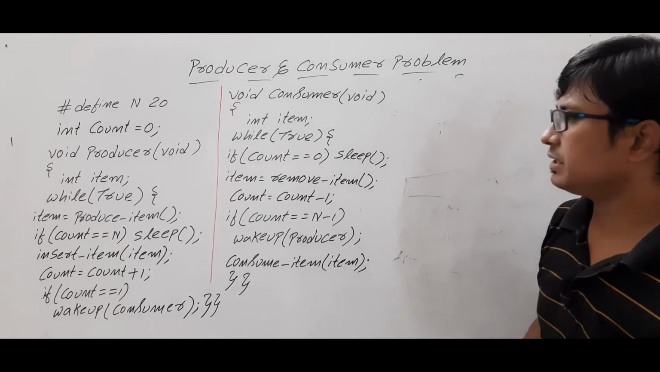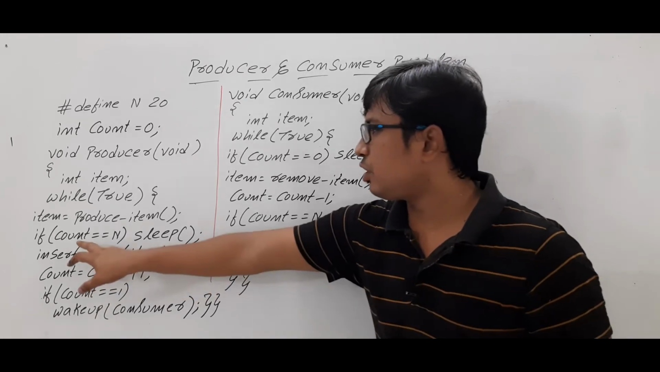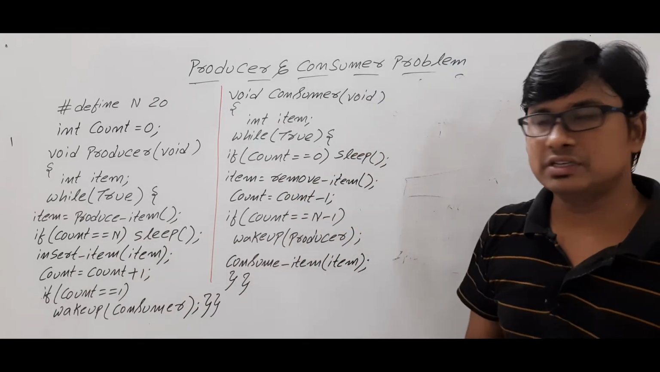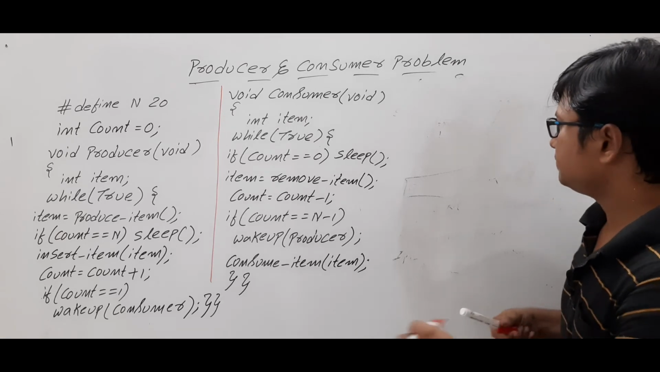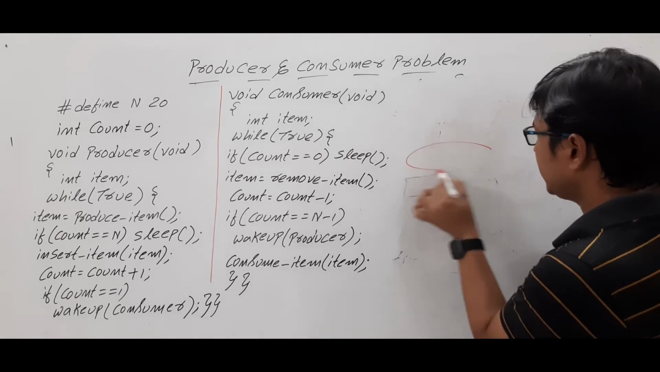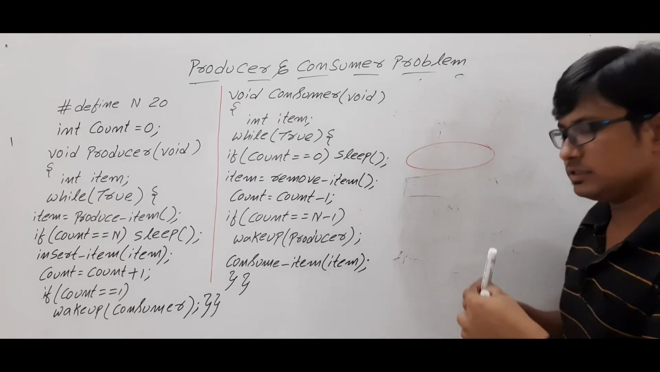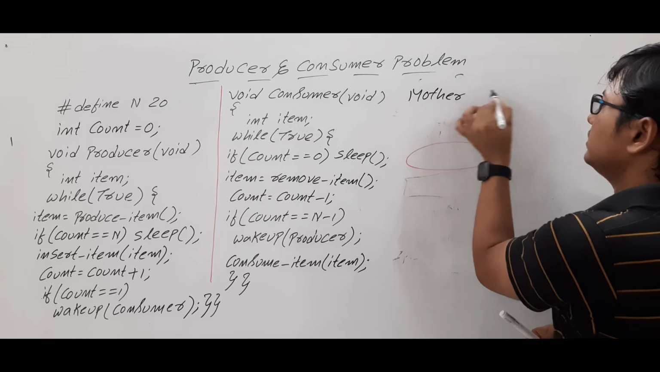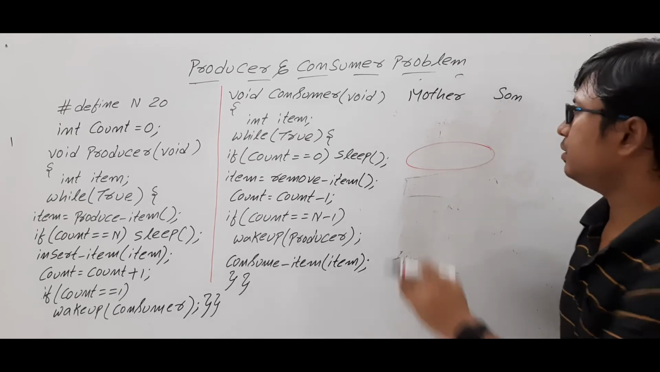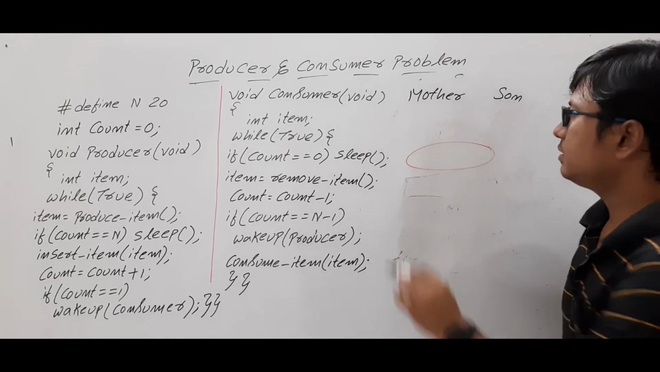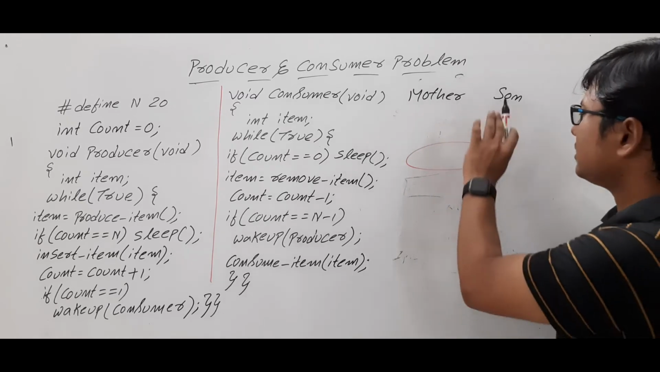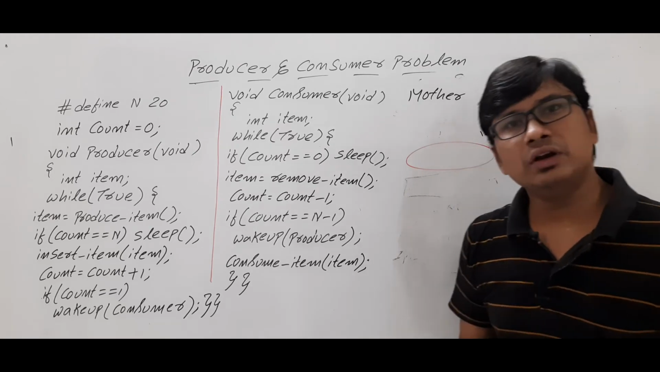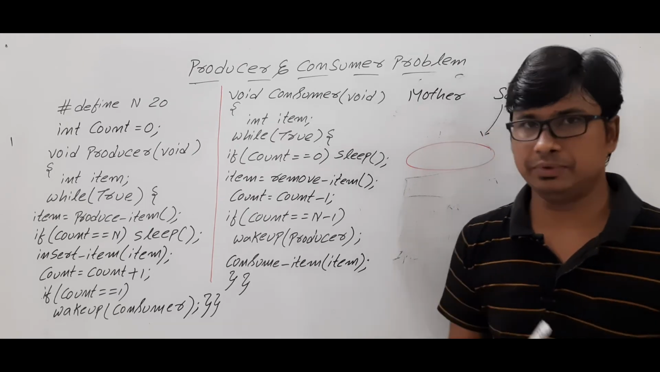Okay, now look here. What is happening if count is equal to 0? It is going for the sleep. Now let's take the same example again, mother and son. This is always a beautiful example. Mother is there and son is there. Now mother's duty is pouring the dosas and son's duty is to eat the dosa. Now the son has seen the empty plate. Then what will the son do? He will go for the sleep. Am I right or wrong?